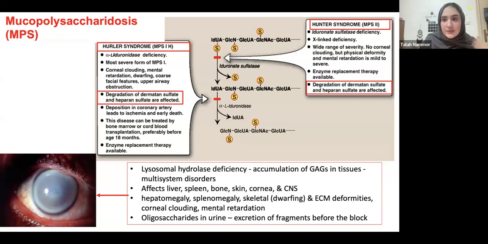We don't have corneal clouding, and we're going to have all the other things: mental retardation, physical deformity, all of these things. But in a clinical scenario, when you see corneal clouding, it's directly Hurler, because a hunter needs his eye.